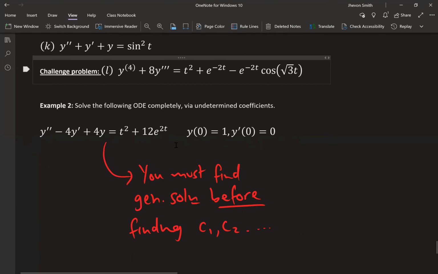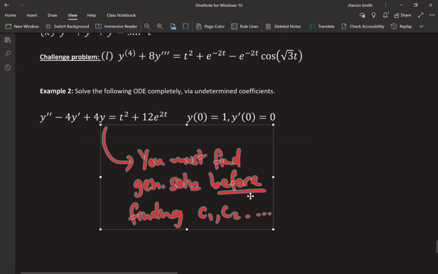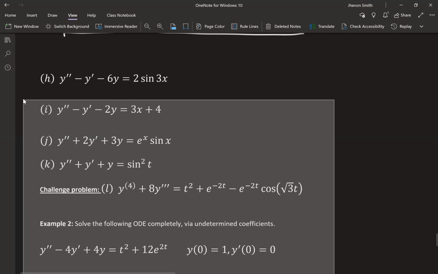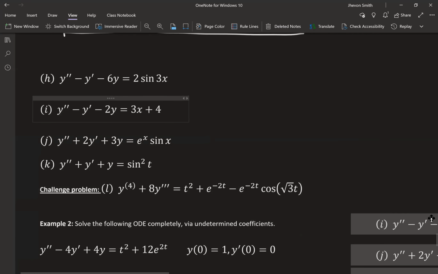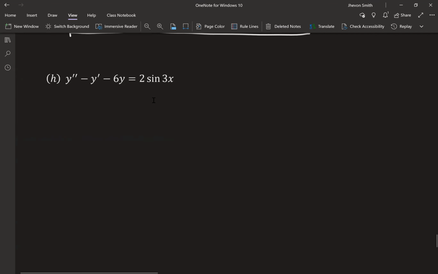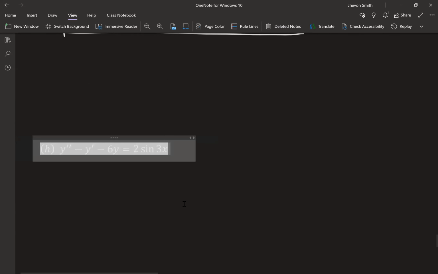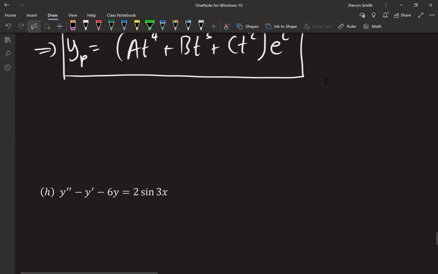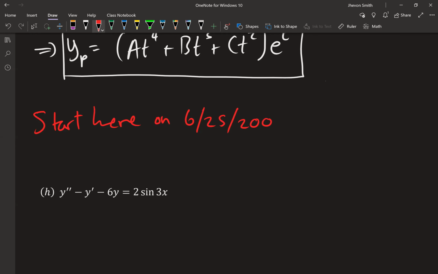So what I can do is get rid of that. Let's move some of these guys out of the way here. Boom. Let's move this to the side. And boom. So now we are ready to rock and roll. We started here on 6/25, 2020.